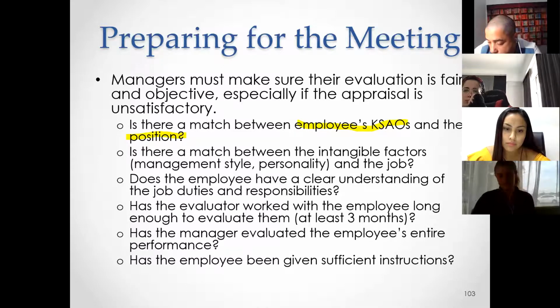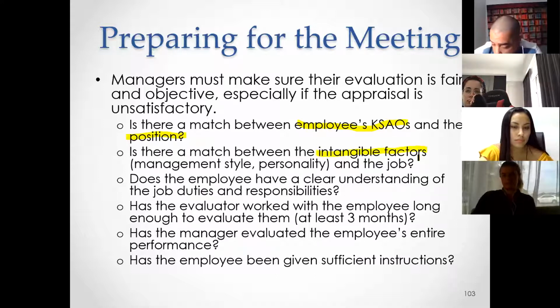So we want to make sure when the manager sits down, they can immediately know. They already maybe have the job description, the job specification, the job analysis, the competency model, the requirements matrix. They have all of these things ready. So they know the match between the position and the KSAO. We also need to know the intangible factors. What are intangible factors? Well, things like management style or personality. So is this employee suitable? Are they fitting? Are they a good match or a good fit with their manager's management style?